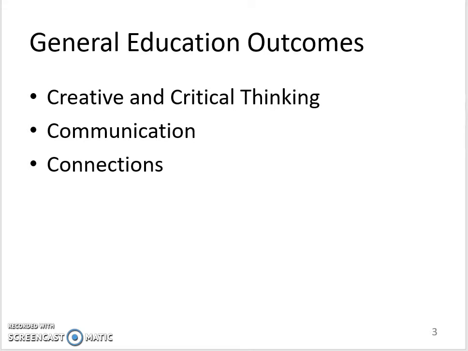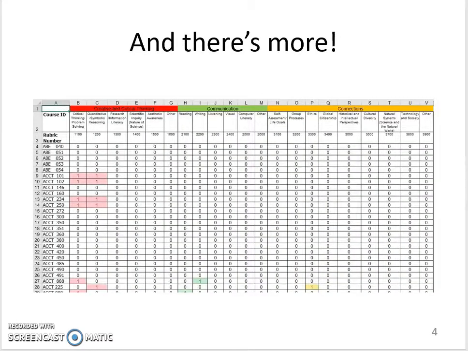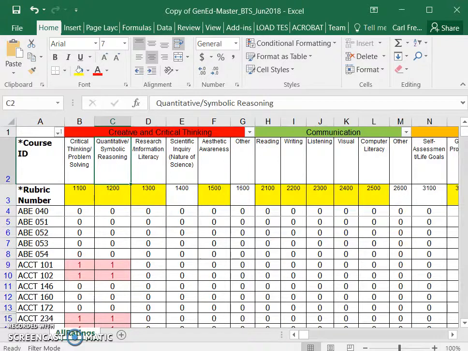The general education SL outcomes fall under three main categories: creative and critical thinking, communication, and connections. These further break down into 18 subcategories. And I'm going to switch now to a spreadsheet that lists every course taught at Bellevue College, along with all of the outcomes that are potentially assigned to them. So we have lots and lots of courses, and we have 18 columns representing the different subcategories of outcomes.